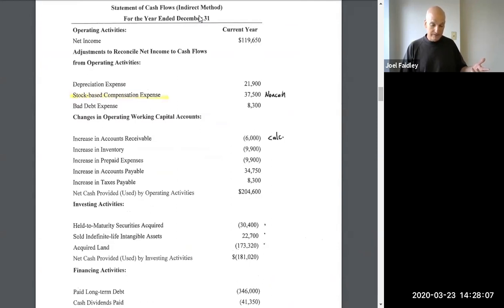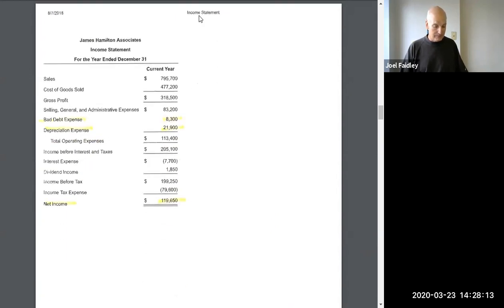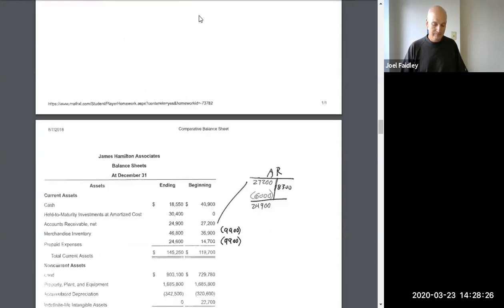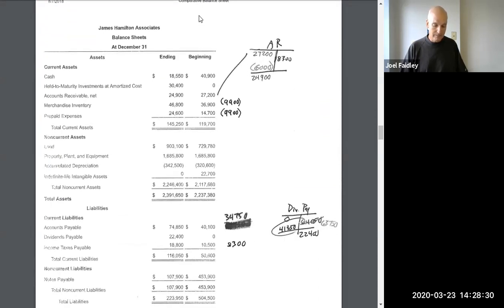But look, here's a stock-based compensation expense. All right, but that's not on this income statement, is it? That is probably buried somewhere in SG&A. So how did I know stock-based compensation should go there? Like the deferred tax asset on the other problem. Well, that's where you look at your balance sheet.